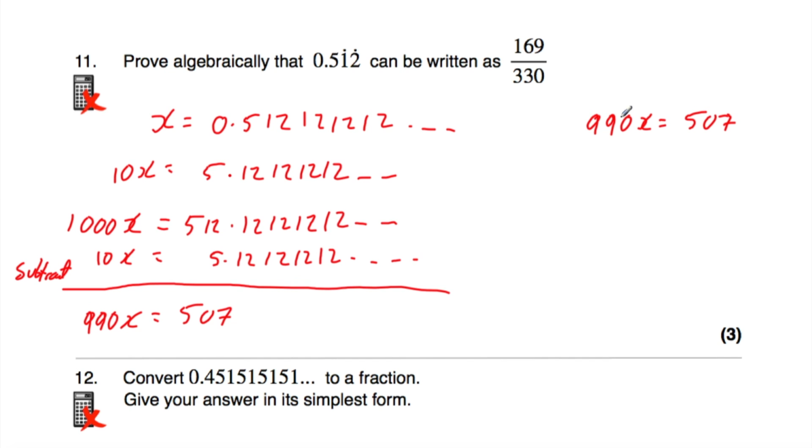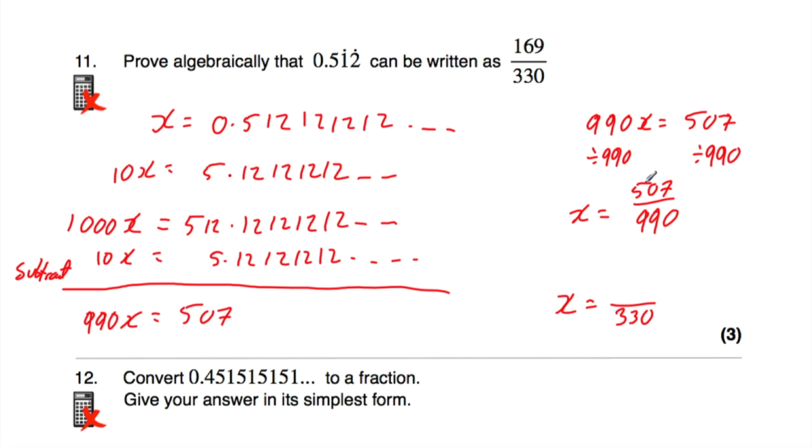We want to get the x on its own, so let's divide both sides by 990. So divide by 990 and 990. So we get on the left-hand side, x. And on the right-hand side, we've got 507 divided by 990. Now that's almost what we want. What we want is 169 over 330, but this is over 990, so I can see we're dividing by 3. So this fraction can be cancelled down by dividing both the numerator and denominator by 3. So dividing the denominator by 3 would be 330.